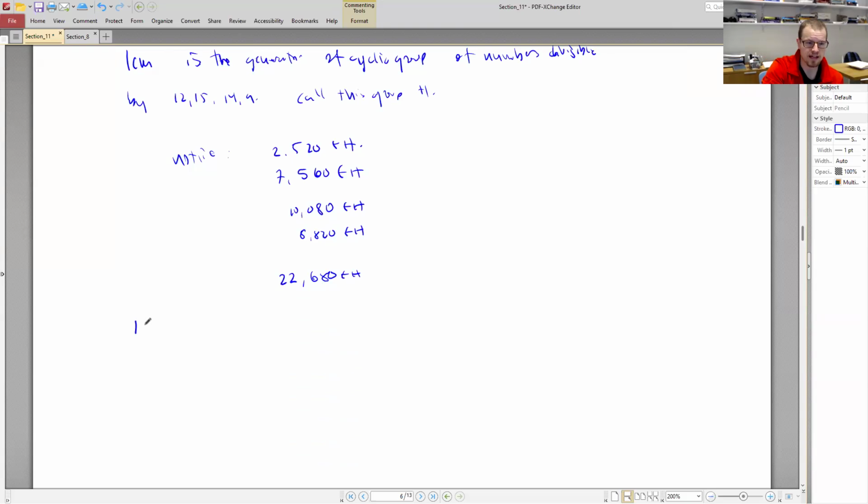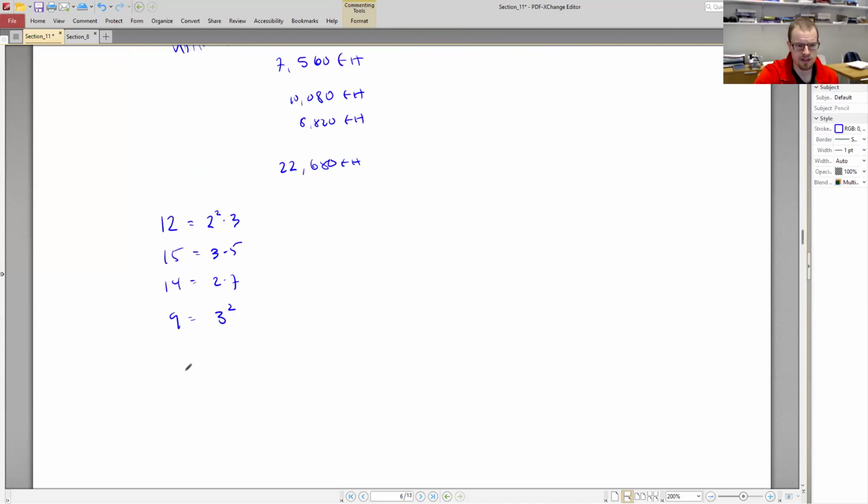So what I do to find that number is I take each of the numbers that I want, right? The 12, the 15, the 14, and the 9, what I want to be divisible by. So I take my 12, I recognize that this is 2 squared times 3. 15 is 3 times 5. 14 here is 2 times 7. And then 9 I can express as 3 squared.